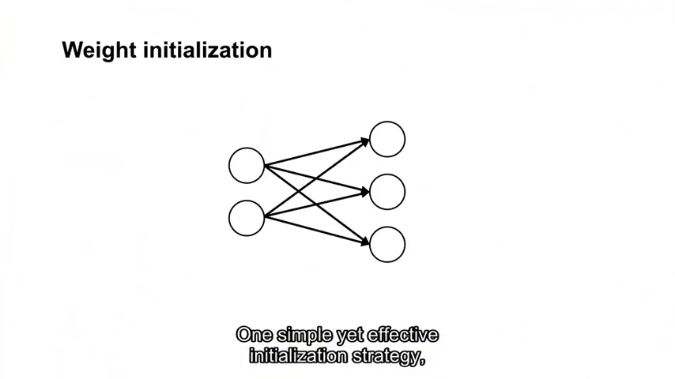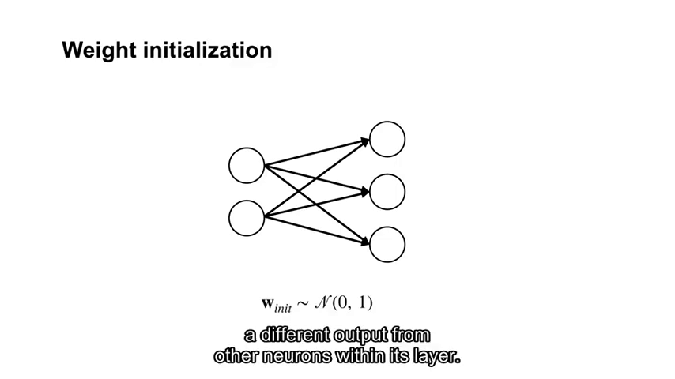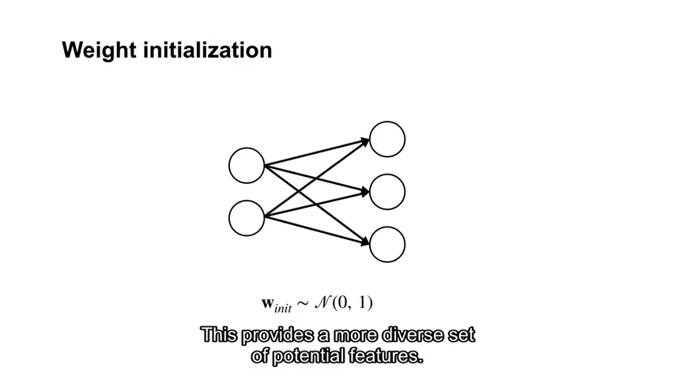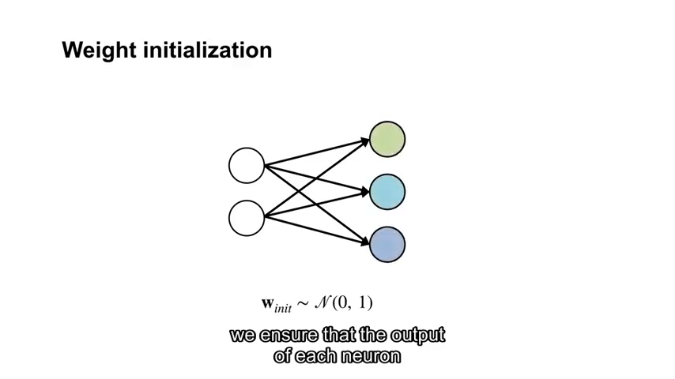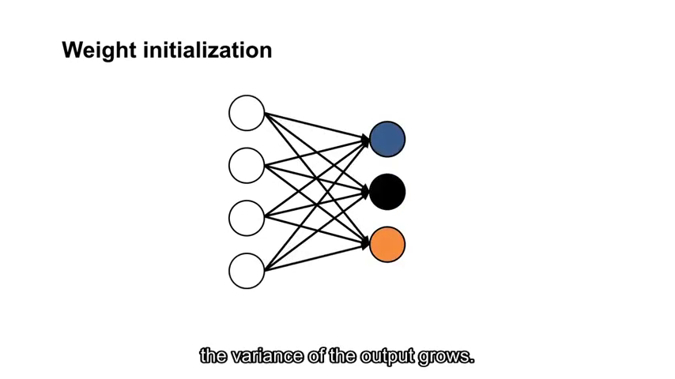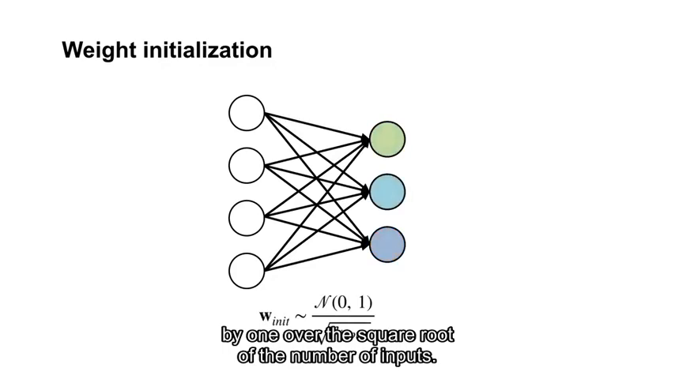One simple yet effective initialization strategy is to randomly sample the initial weights from a normal distribution with small variance. This way, each neuron has a different output from other neurons within its layer. This provides a more diverse set of potential features. By keeping the variance small, we ensure that the output of each neuron is within the same range as its neighbors. One downside to this strategy is that as we add more inputs to a neuron, the variance of the output grows. We can get around this issue by scaling the variance of the weights by 1 over the square root of the number of inputs.